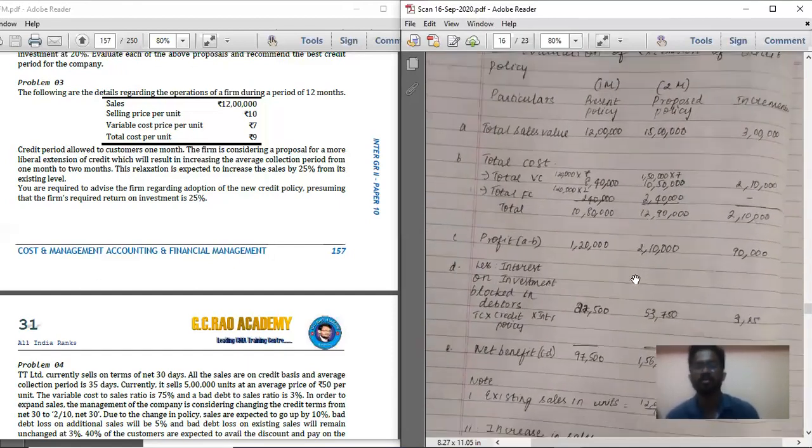Below that, particulars, small a, total sales value. Under present policy, what is the total sales value? 12 lakhs. They have already given it as 12 lakhs. So in respect of present policy, record 12 lakhs.